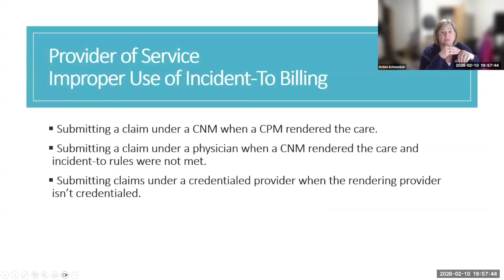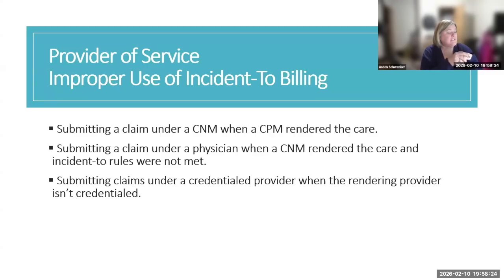Improper incident to billing, or things that do not qualify as incident to, are submitting a claim under a CNM when a CPM rendered the care. A CPM cannot bill incident to a CNM. Submitting a claim under a physician when a CNM rendered the care and incident to rules were not met, primarily when the physician never saw the patient. Submitting claims under a credentialed provider when the rendering provider is not credentialed. Both providers have to be credentialed with the payer.